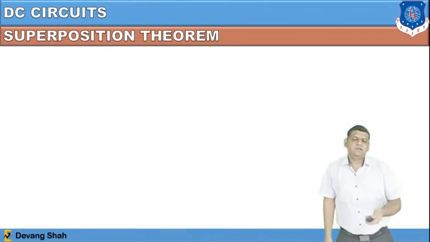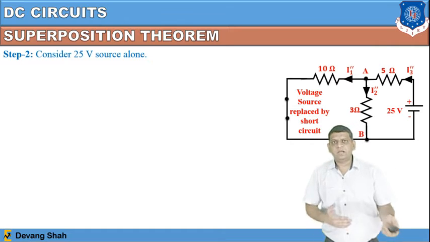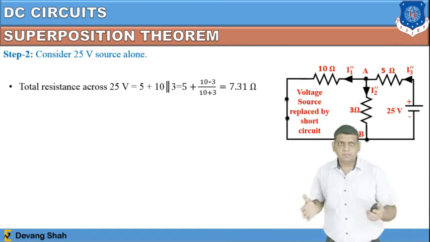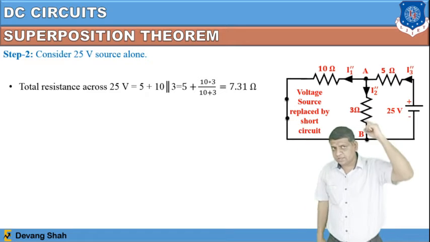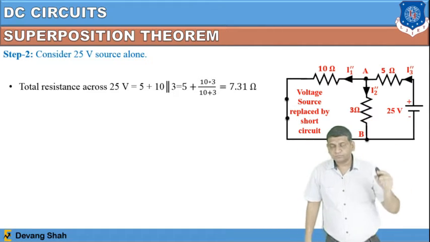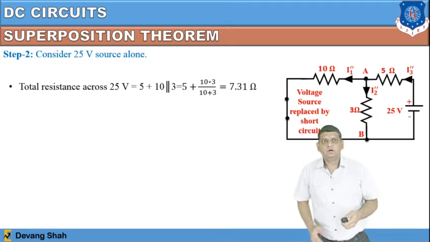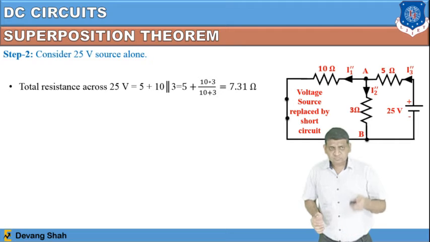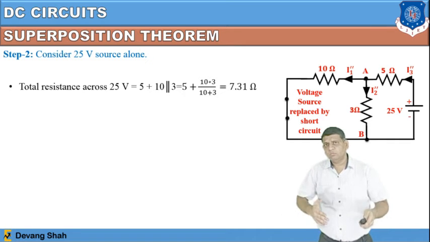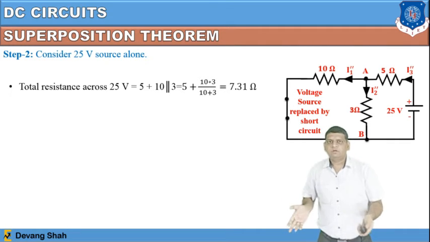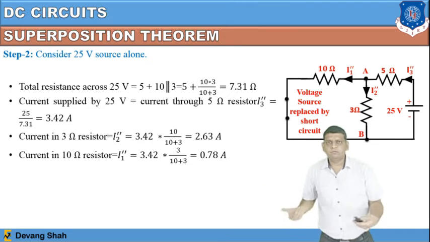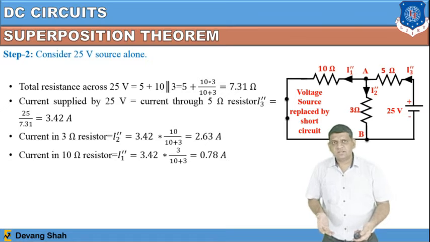Now, as we discussed in step number 2, I'm taking the 25 volt source and making the 50 volt source short. So same formula, but I'm now looking from this side. You can see here from this side you are looking from the 25 volt source, and you are making the 50 volt source short. So same here, 10 ohm and 3 ohm are in parallel, in series with the 5 ohm. Same formula I am using. So the total resistance for the second case is 7.31 ohm.